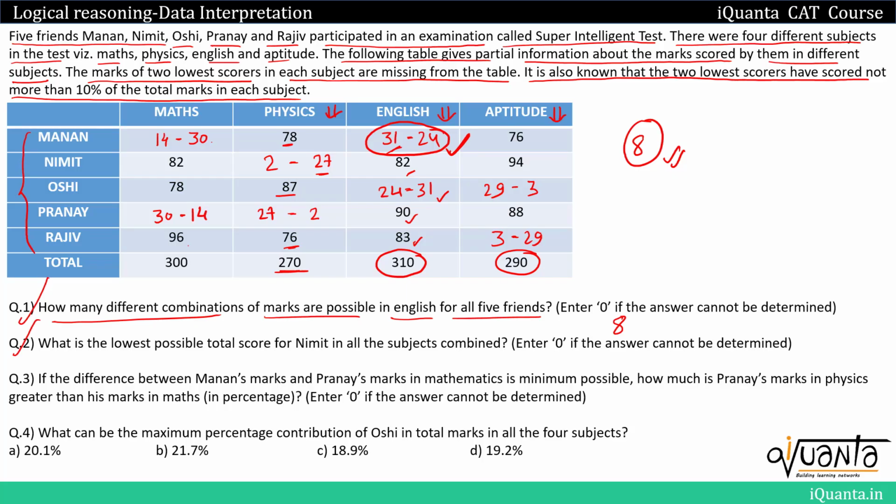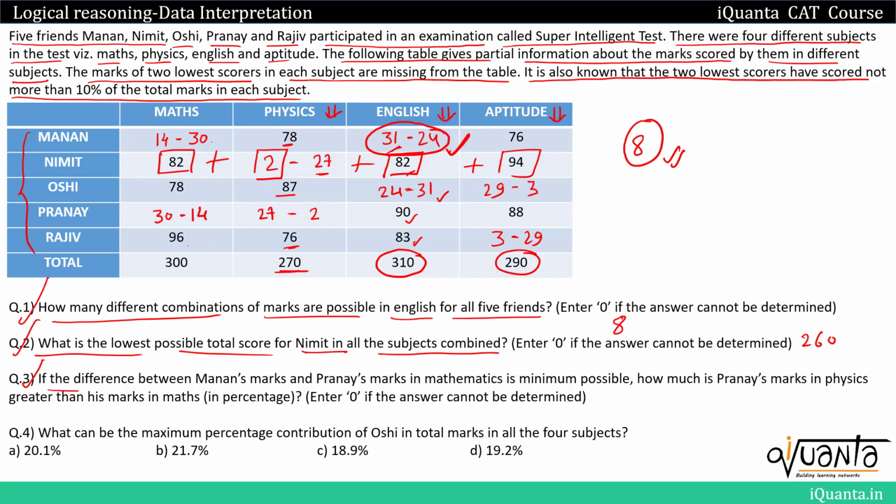Then the second question is, what is the lowest possible total score for Nimit in all subjects combined? So for Nimit, we'll be considering marks as minimum as possible. For Nimit, we'll consider 82 in maths because that is constant. We have to choose minimum, so we'll choose 2 in physics. 82 in English is constant, 94 in aptitude is constant. We have to add all these values, 82 plus 2 plus 82 plus 94, which gives me 260 as a total. So 260 will be the correct answer to this question.